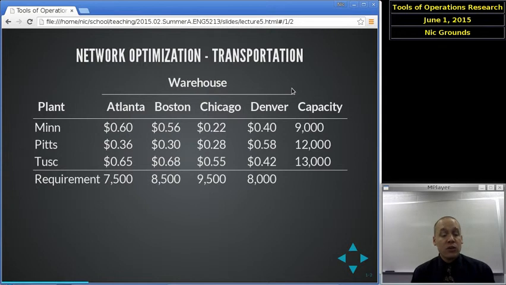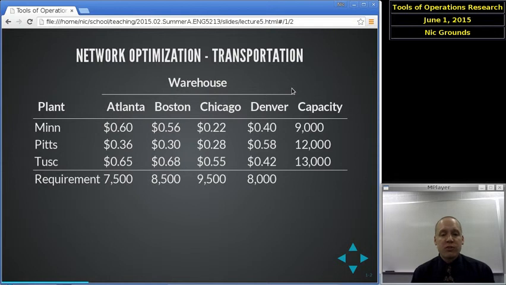Now obviously it looks like from this chart that Pittsburgh is the cheapest place to ship product to Atlanta. It's closer, presumably, and it's far cheaper. It's 36 cents. So if we could, we'd like the 7,500 units that Atlanta needs to come possibly from Pittsburgh, because Pittsburgh would have enough capacity and it would be cheaper. However, that might be in conflict with other parameters of the model.